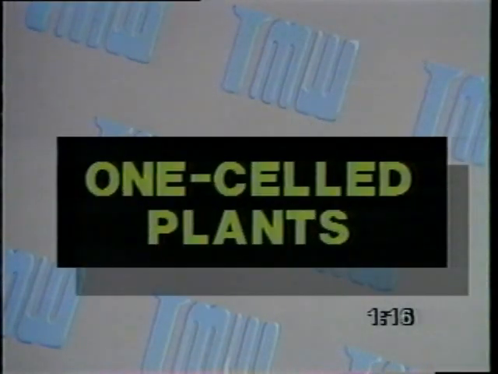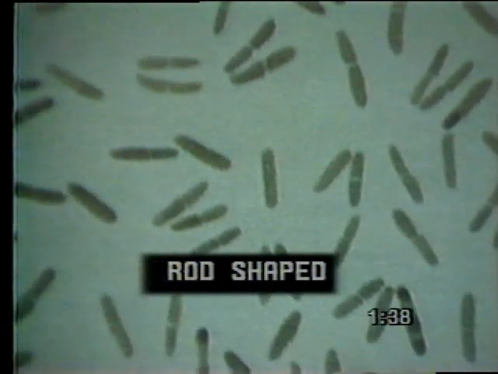What are one-celled plants? Bacteria are considered the lowest members of the plant kingdom. Each bacterium is a single bit of living matter without a nucleus. They are so small that they can't even be seen under an ordinary microscope. Bacteria are usually found in one of three shapes: ball-shaped, rod-shaped, or corkscrew-shaped. They reproduce by splitting in two.